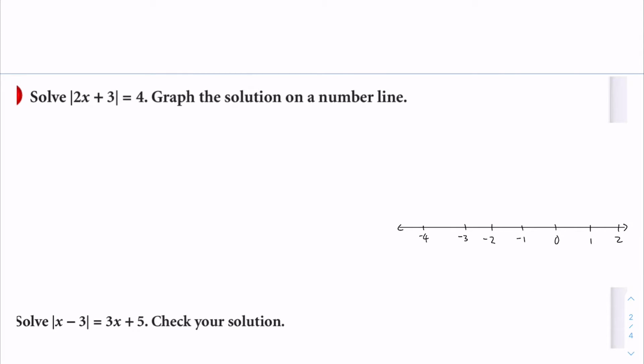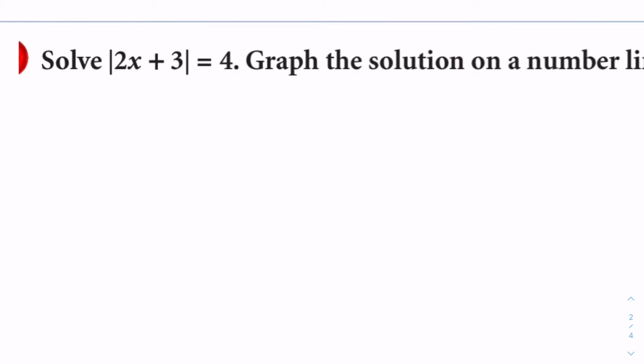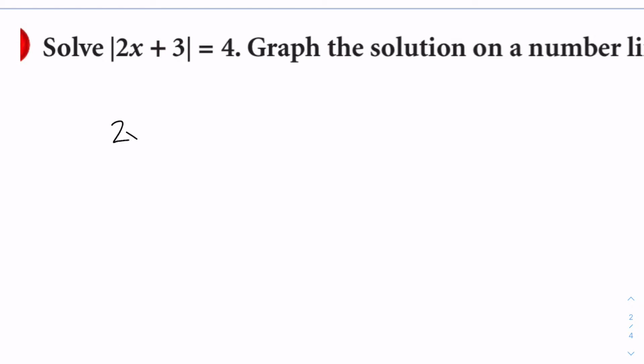The first example states to solve the absolute value of 2x plus 3 is equal to 4. Graph the solution on a number line. To solve the problem, you will have to state two equations: 2x plus 3 is equal to positive 4, and 2x plus 3 is equal to negative 4.